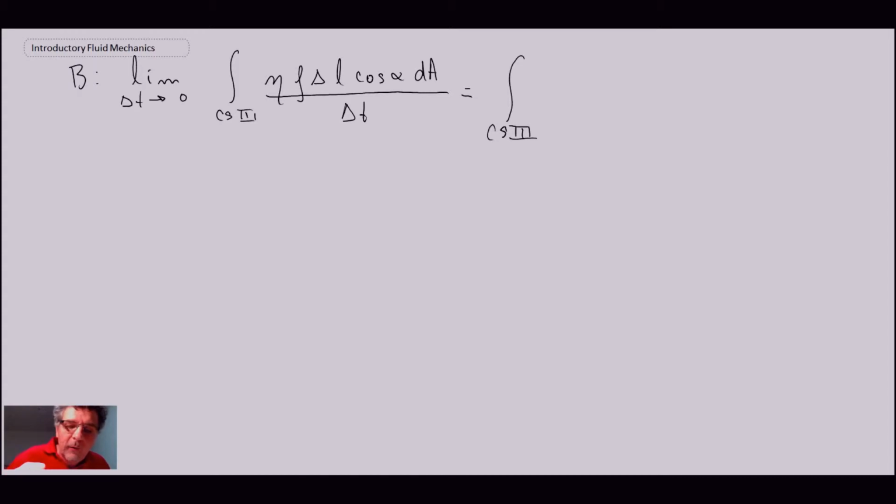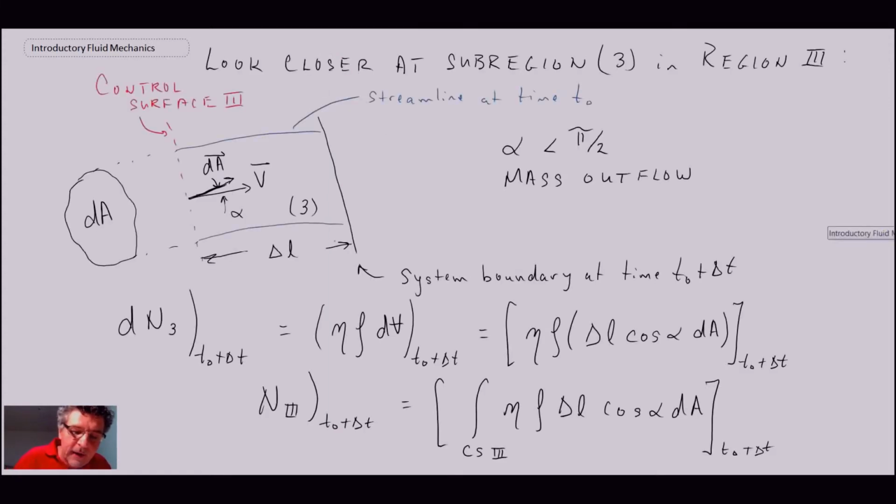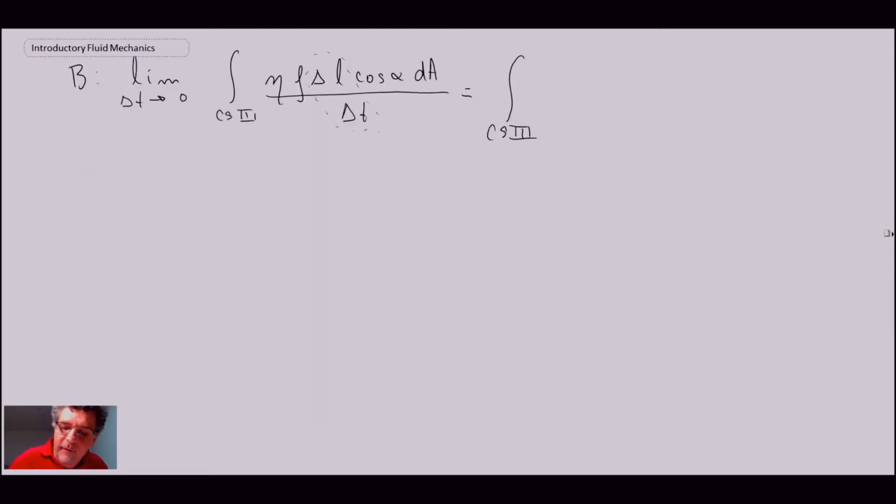And what we'll notice here is we have a delta L and a delta T. Well, if we look back at our diagram, delta L over a period of delta T is the magnitude of the velocity. And so we can make that substitution as well, and we can rewrite it.